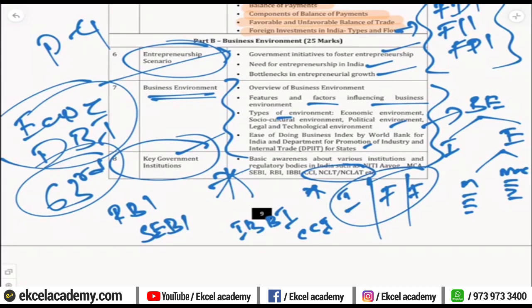So paper 3 altogether has 8 chapters, out of which 5 are from economics and 3 are from business environment, and the maximum marks for which we write this exam is 50.